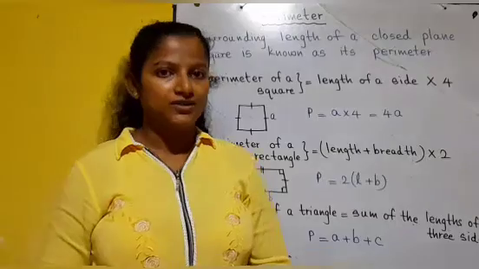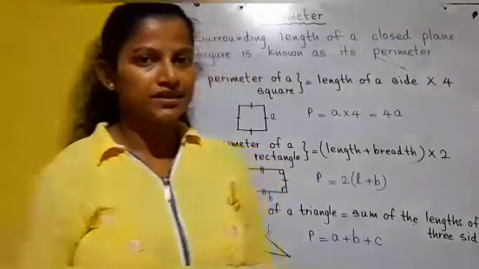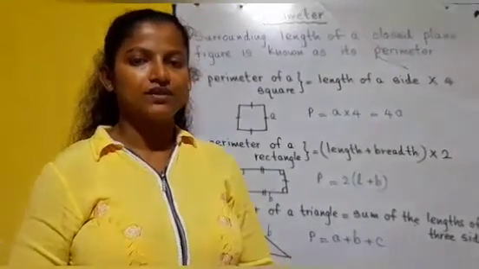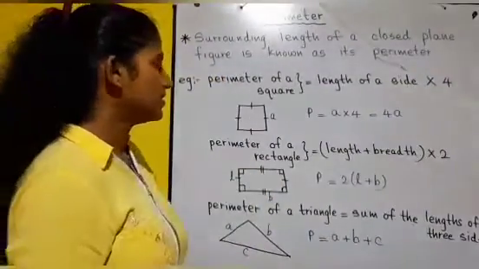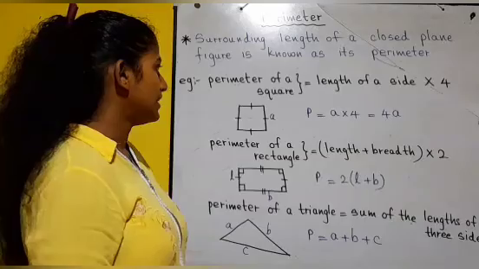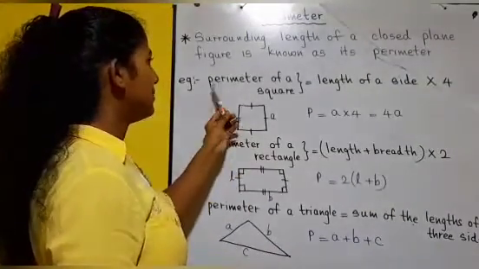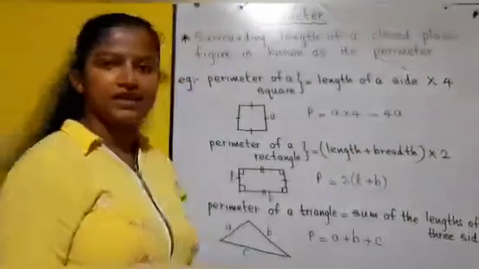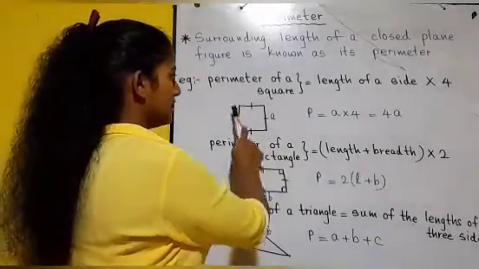Now we are going to discuss about perimeter. What is perimeter? Perimeter is the surrounding length of a plane figure. So we are going to find the surrounding lengths of some plane figures here. First, the square. Perimeter of a square is equal to length of a side multiplied by 4. Because the 4 sides are equal in length.